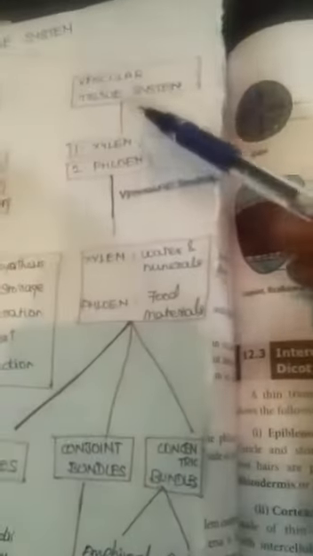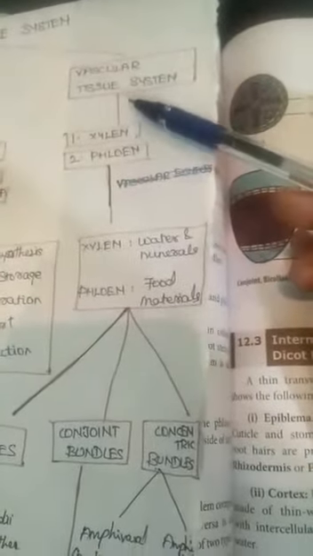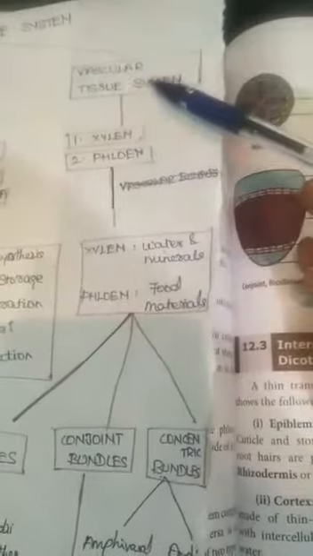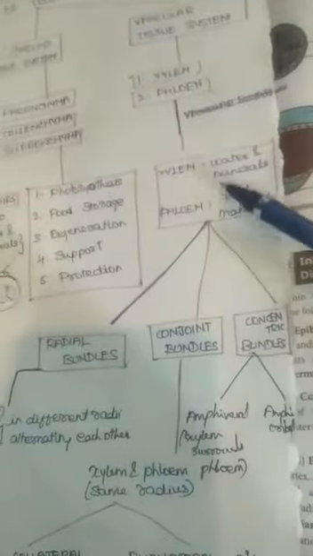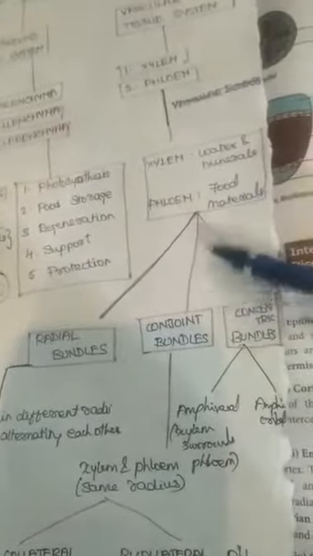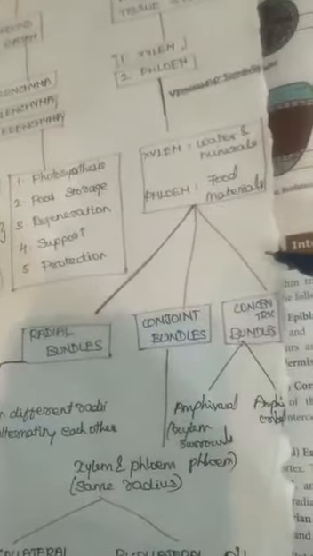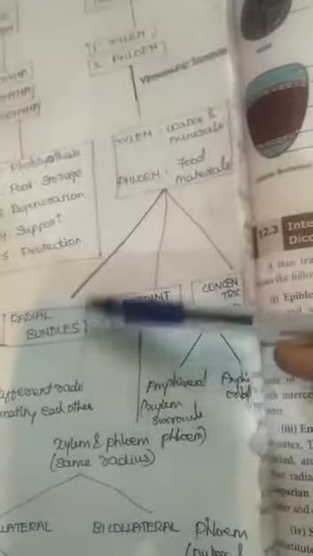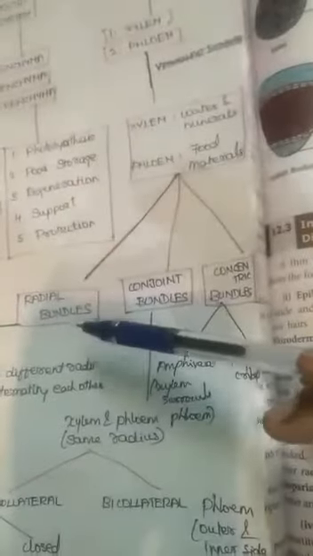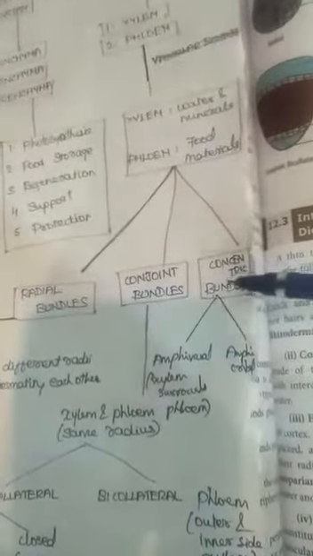Quickly, I'll explain this vascular tissue system once again. A vascular tissue system consists of two tissues, xylem and phloem. Xylem takes water and minerals to all the parts and phloem takes food materials. Usually xylem and phloem are present in the form of bundles, that is called vascular bundles. It is present in the form of three bundles: radial bundles, conjoint bundles and concentric bundles.